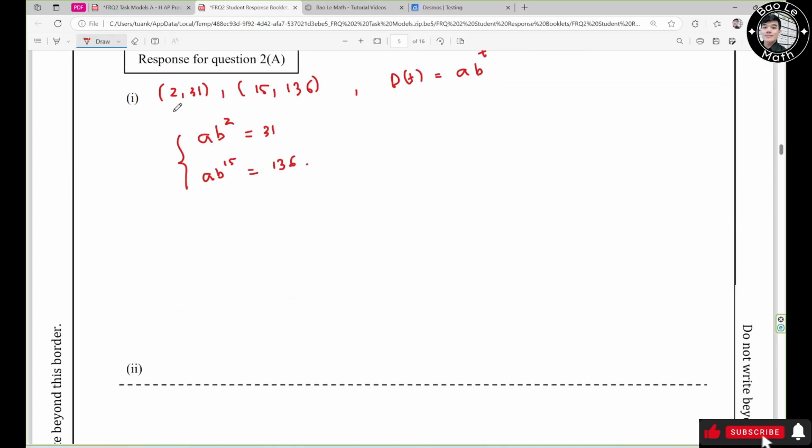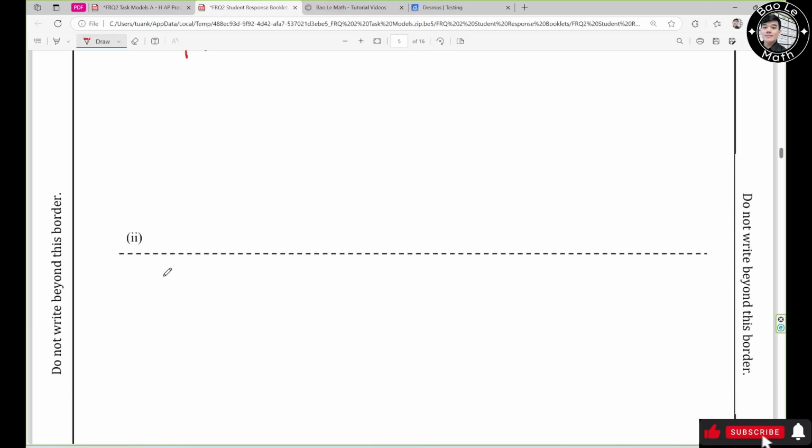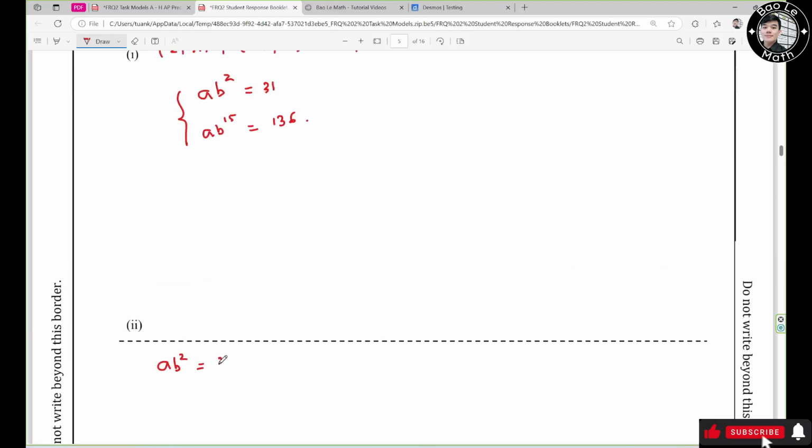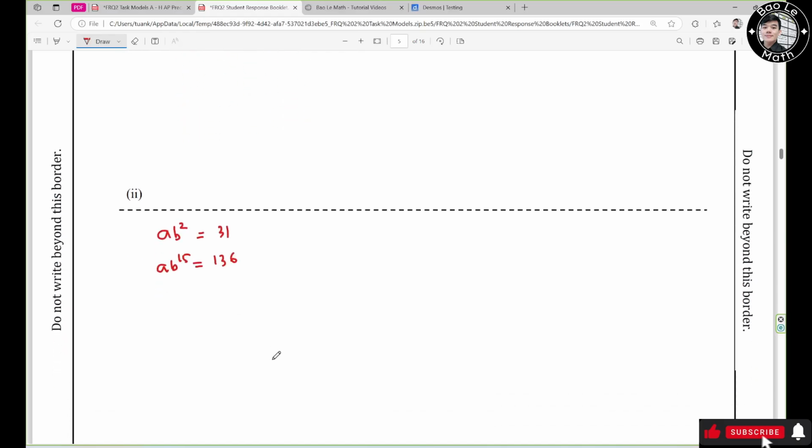Now, we're going to move on to part a-i. We need to solve this, so I need to rewrite this again. a times b to the power of 2 equals 31, and a times b to the power of 15 equals 136. Now, in order to solve a system of two equations like this, you need to do division. A lot of students make the mistake of doing subtraction. That's not the case. You need to do division so that you eliminate a. So I take the second equation and divide by the first equation. So I have a times b raised to the 15 divided by a times b squared equals 136 divided by 31. So I can eliminate a and a right here.